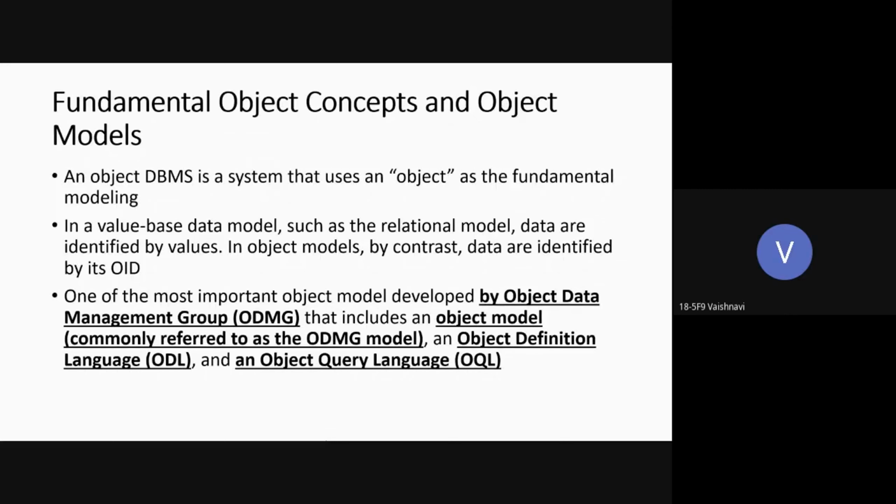The most important object model was developed by Object Data Management Group. That includes the object model, that is the Object Data Management Group model. Together it is called ODMG: Object Definition Language, the language which we use to construct or frame this object, and Object Query Language. We have 4 object concepts.